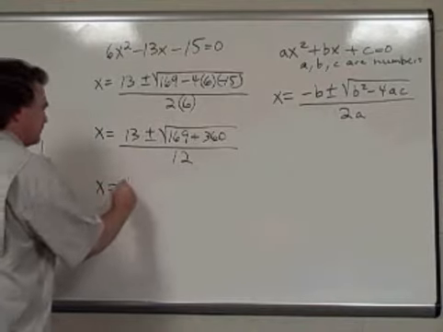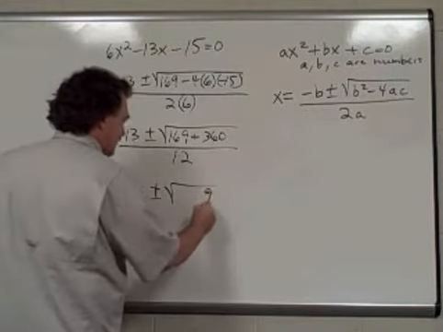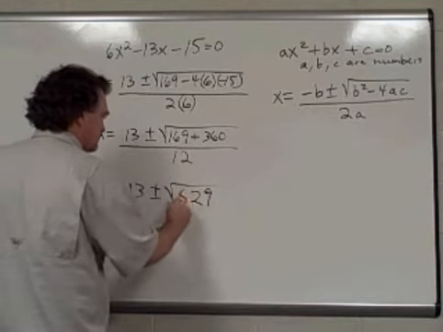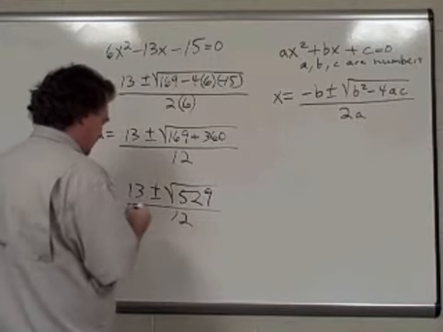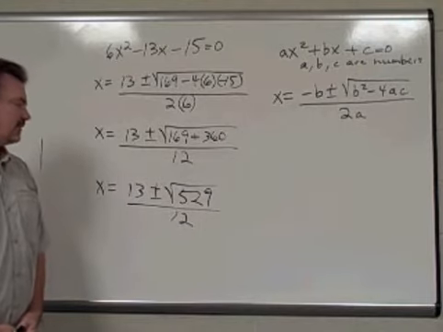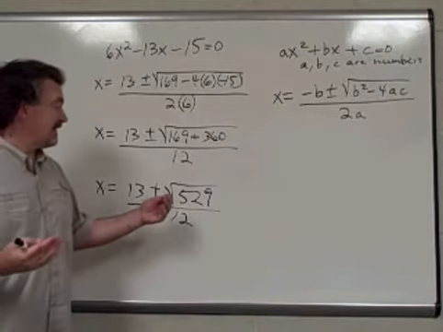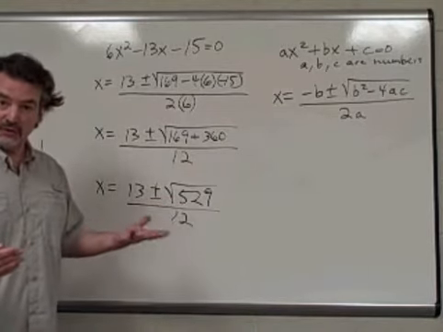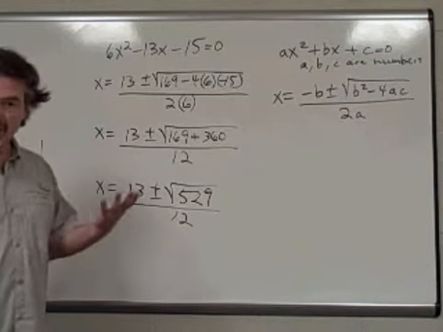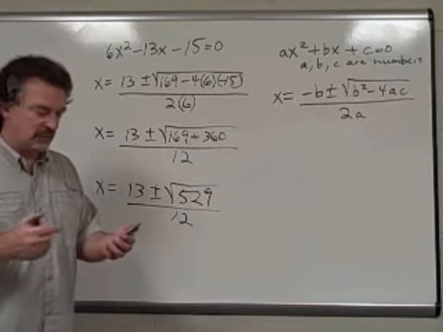So x is equal to 13 plus or minus the square root of 529, divided by 12. Now, I have no idea whether 529 is one of my perfect square numbers or not. Remember, a perfect square number is a number that when you take the square root, you get a whole number answer. Since I'm not sure about that, one of the things that I often suggest you do is take your calculator and see what happens if you try to take the square root of the number.